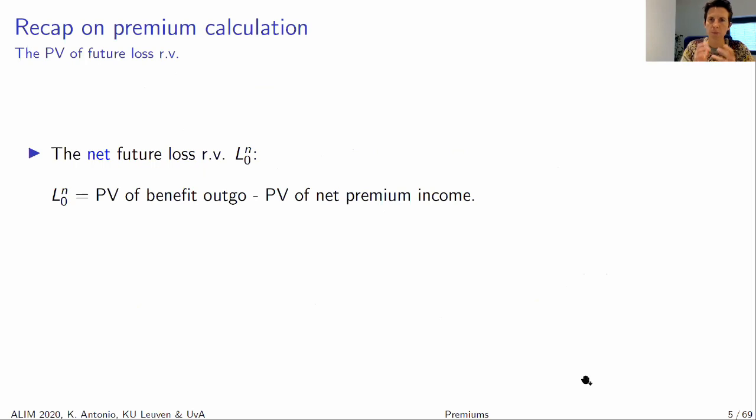So how does that bring me to the concept of a premium? Well, what we're going to do is we're going to look at the net future loss random variable. In the book, denoted with L0N, N is for net. Zero is for we put ourselves at time zero, so really at the inception, at the beginning of the contract. And we define the loss as the present value then of the benefit outgo minus the present value of the net premium income. So the only difference with the visual from the previous sheet is that we're now going to work with this present value. So we value all the cash flows at time zero in this case.